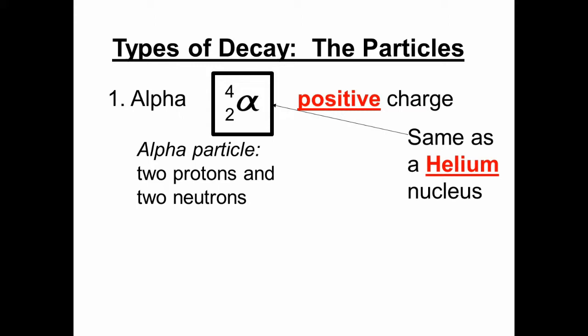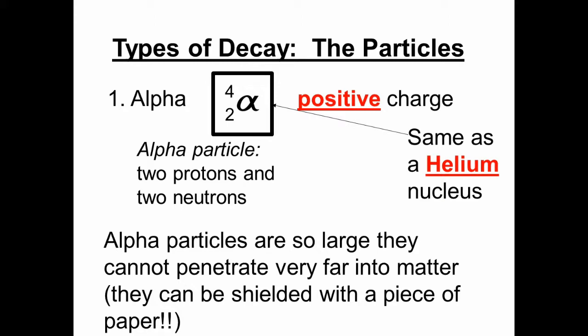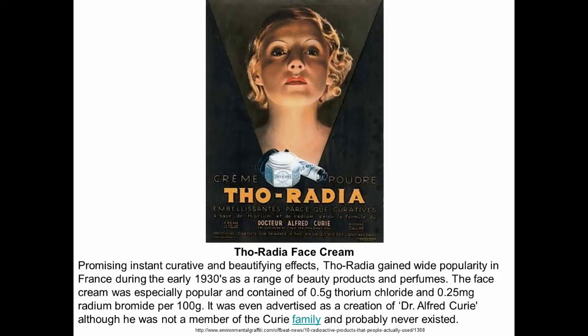When alpha radiation happens, a chunk the size of a helium nucleus comes off of the nucleus that's undergoing alpha decay. And this particle has a positive charge because it's two protons and two neutrons. And we're going to look at some examples of how to do these nuclear equations as well. Alpha particles, by the way, are so large they can't penetrate very far into matter. They can actually be shielded with a piece of paper. Beta decay is a little bit weird, which we're going to get to in a second.